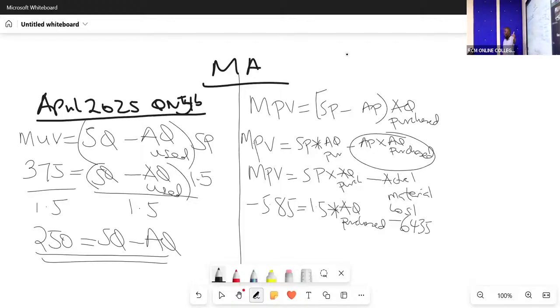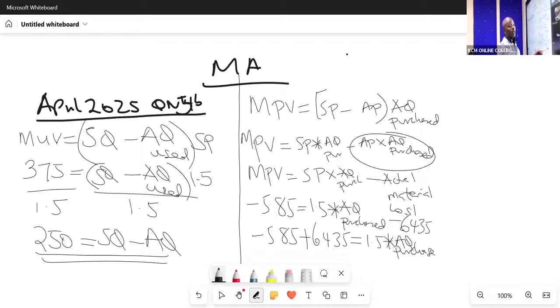Now I can easily evaluate the AQ. What shall I do? Abracadabra, I will take this minus 6435 to the other side. So it will be minus 585. This other side is negative. Here it becomes positive, isn't it? Equals 1.5 times AQ purchased.